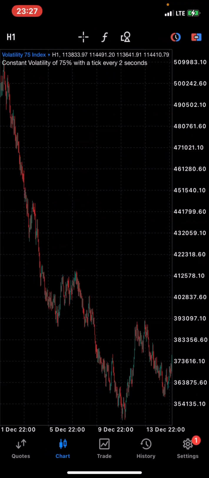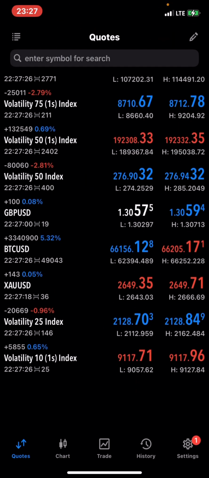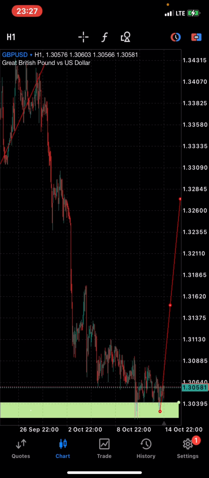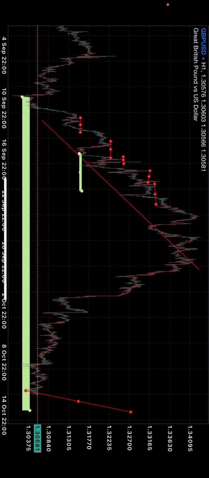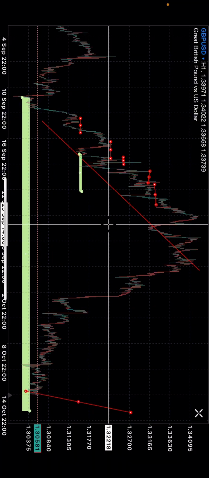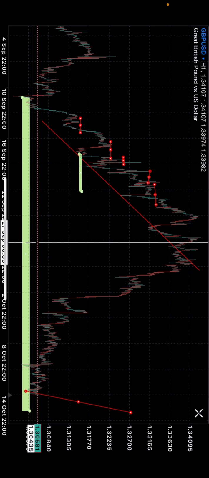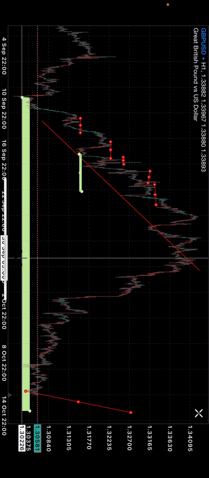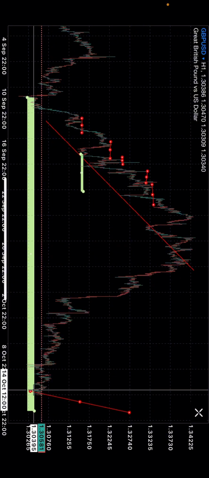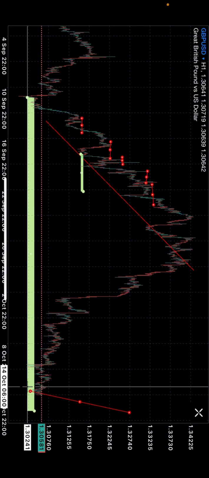Let me look at our GBP. Let me check this one. Look at this one, this is the recent one now. This is the 1 hour time frame. See, I mapped out my demand zone, so I'm waiting for price to touch here. Price already touched it, so I'm looking for entry.